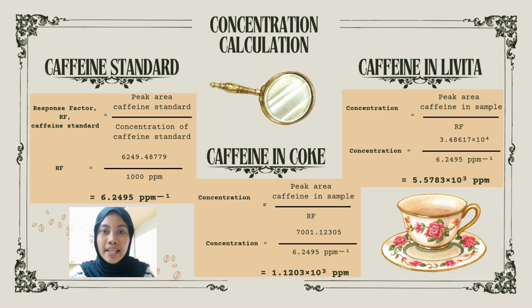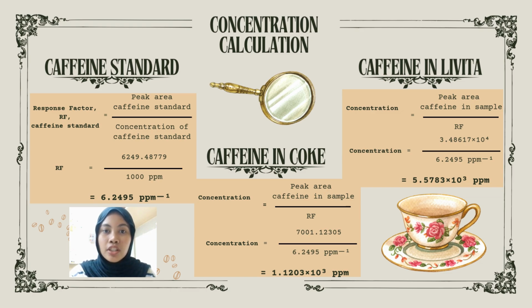And then, I will be presenting the caffeine concentration calculation for two beverages, which are Coke and Levita. First, we determine the response factor using a caffeine standard. The RF is calculated by dividing the peak area of the caffeine standard by its concentration. In this case, the peak area is 6249.48 and the concentration is 1000 ppm. So the RF will be 6.249 ppm. This RF value will be used to calculate the caffeine concentration in the samples.